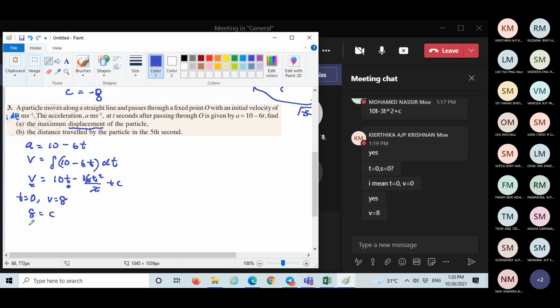Okay, so now this is the V. Okay, this is the A, huh? Okay, now we continue to find the S. Can I do it here? Okay, S. Okay, integrate the V. Next, girl, do the integration.